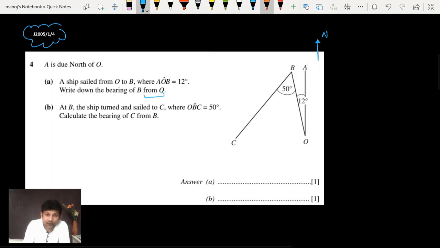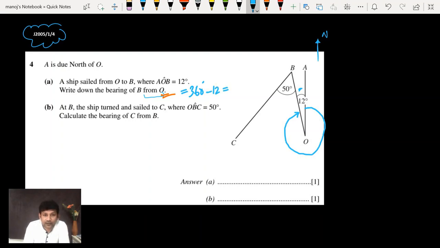So this is given, and from O I have to draw a circle. This property is wonderful. You have to draw a circle at O, and I have to move clockwise from this point. North is up, so clockwise, and I have to move clockwise on the circle till B. So B is here, and I remove this circle. Okay, this is 12 and the total is 360 degrees. So we can write 360 minus 12, and you get 348 degrees, and that's your answer. Okay, we have done part A. Now we are moving to part B.